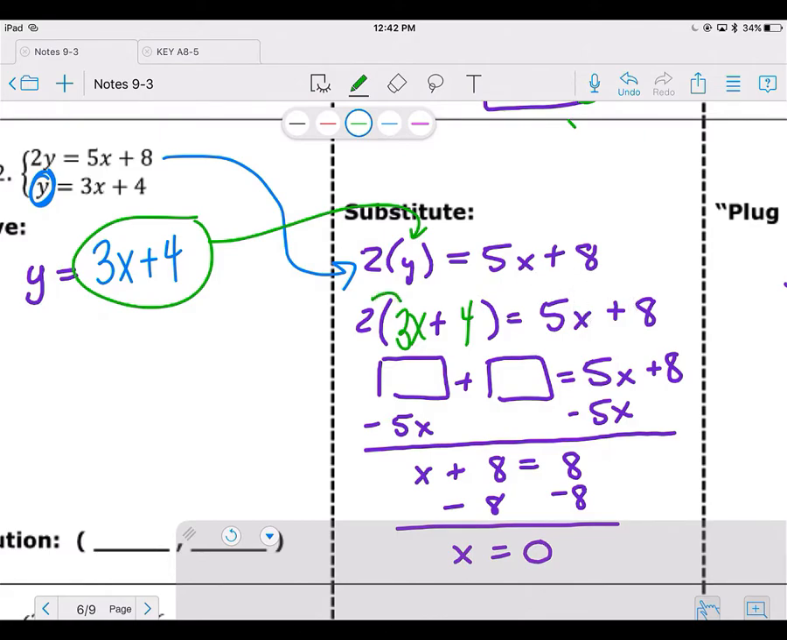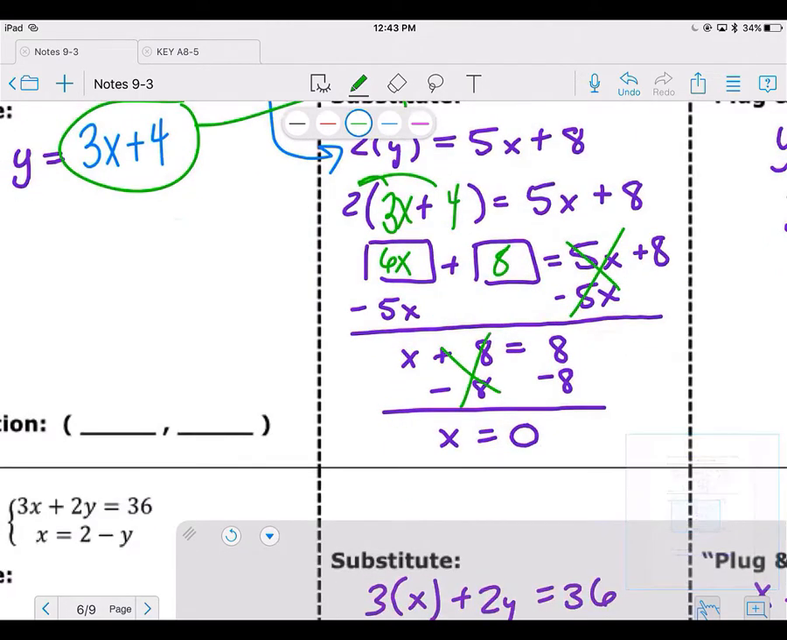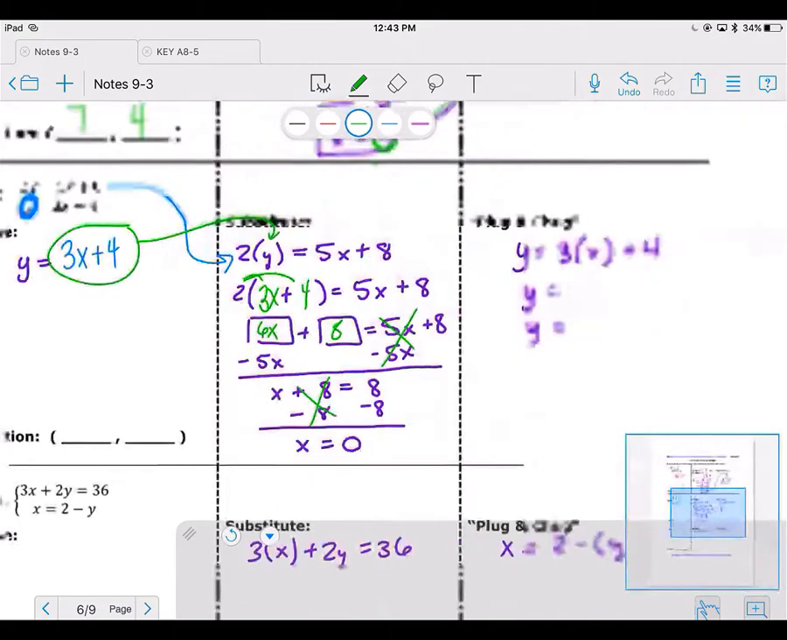From here, we have everything in terms of x's or numbers, so we can solve. In order to solve, we distribute 2 times 3, and 2 times 4 is 6x plus 8. And then they have finished this problem out for us. They move the 5 so that this cancels. And then they move the 8 to the other side, and we get that x equals 0.